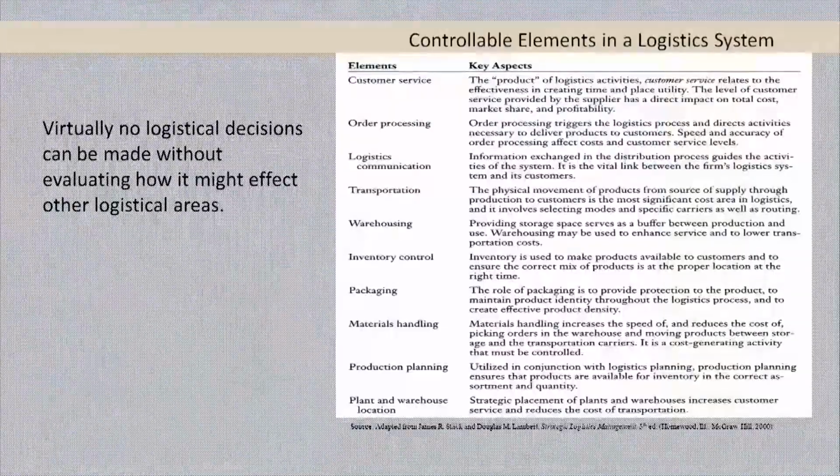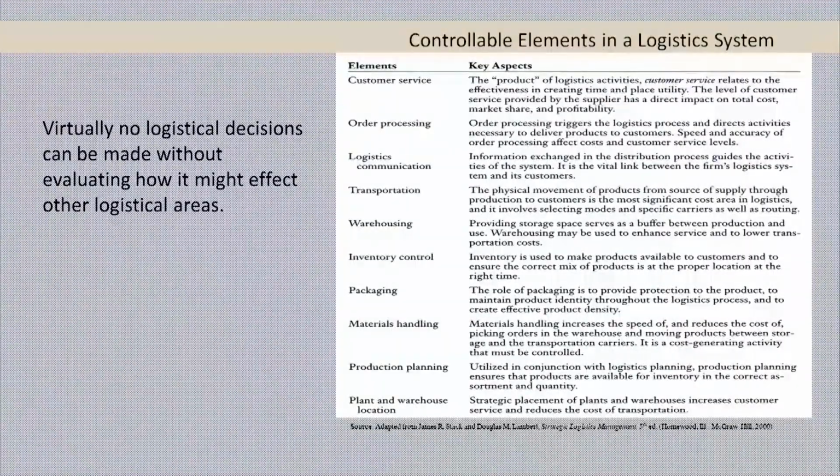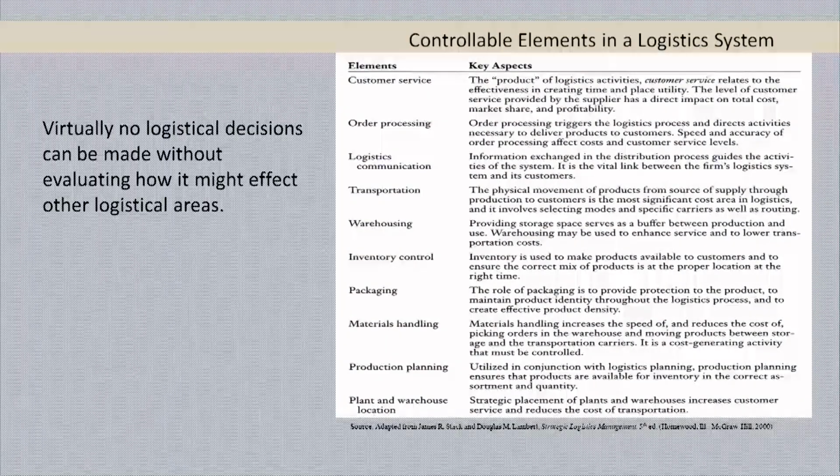So, in the supply chain we have physical supply, physical distribution, and we have information production and information distribution. So, the controllable elements in the supply chain system, or the logistics systems, another name, you can look at from the bottom upwards. So, we have plant and warehouse locations, where strategic placement of plants and warehouses increases the customer service level and reduces the cost of transportation and the time of transportation.